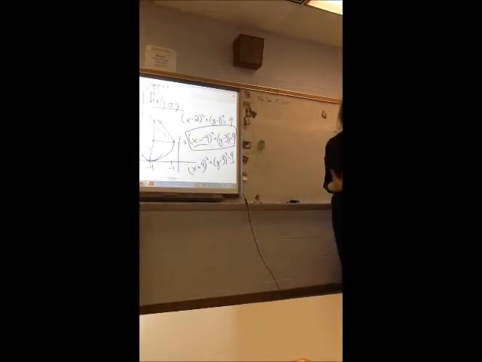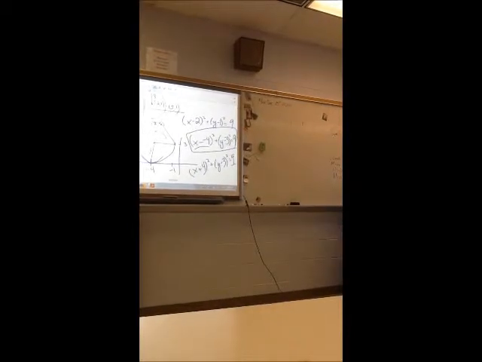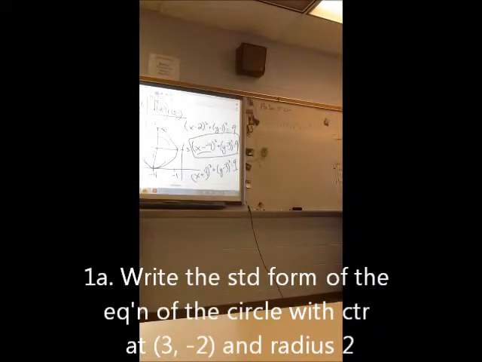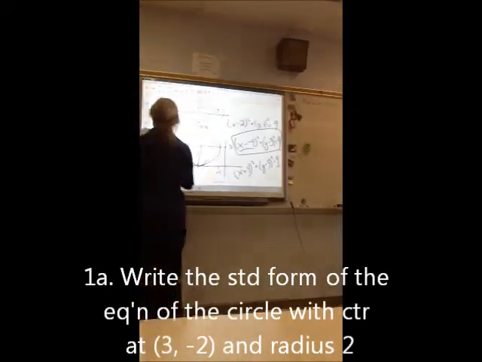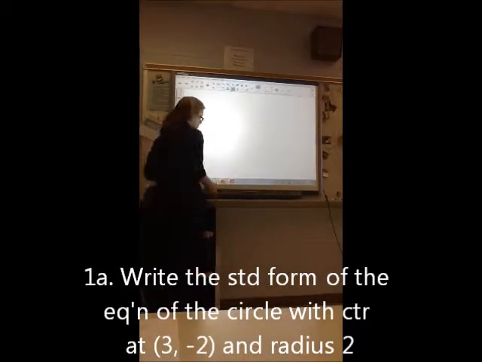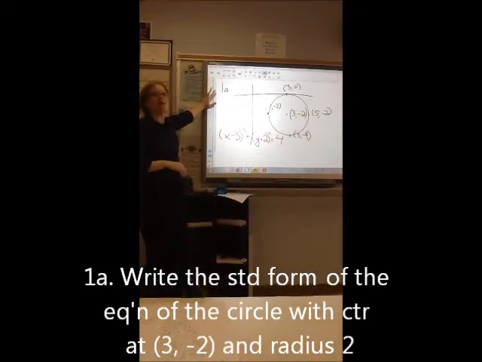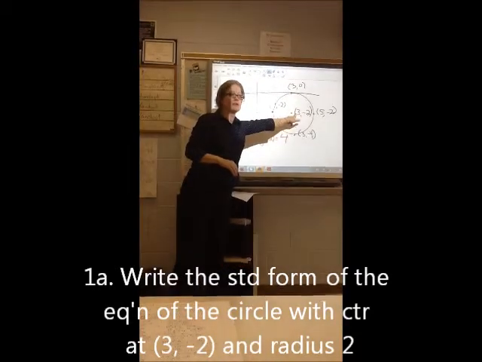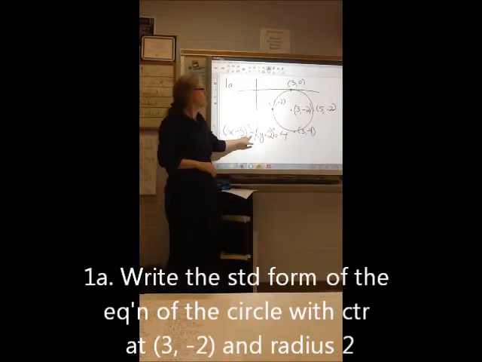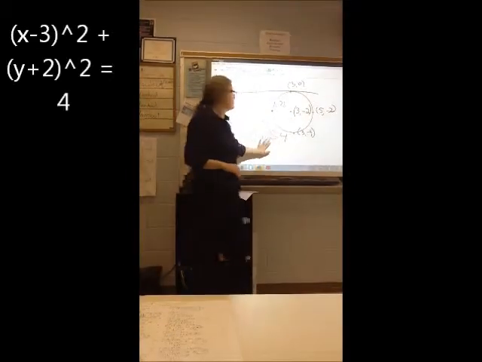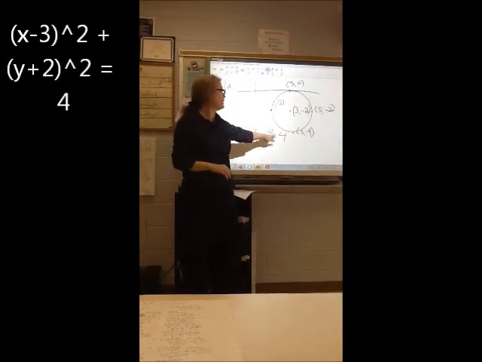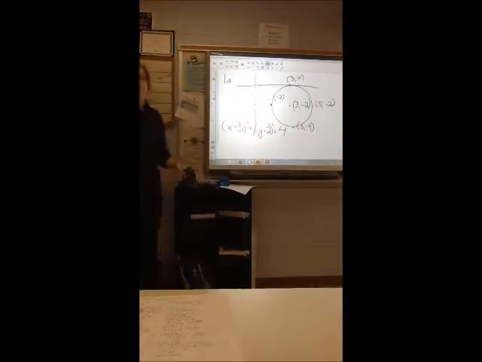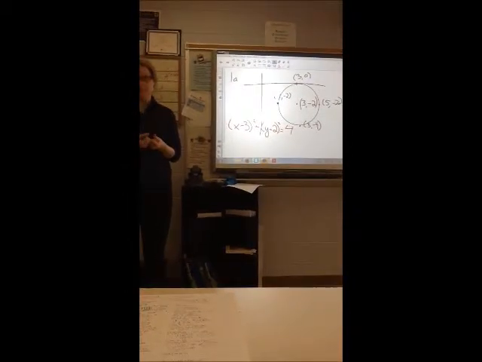So for problem 1a, they give you the center point and the radius, and they ask you to write the equation. Think you can do that? Okay, go to it. I'm going to do it on the board while you're doing it. For problem 1a, this should be your equation. (x minus 3) squared plus (y minus -2), so we say (y plus 2) squared equals, radius is 2, 2 squared is 4. That's the standard form of the equation of the circle.